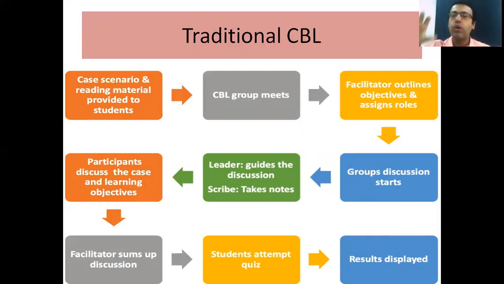Now, we will watch an interesting video illustrating the traditional CBL. What are the principles? How can we make CBL an interesting teaching and learning tool, and so on?